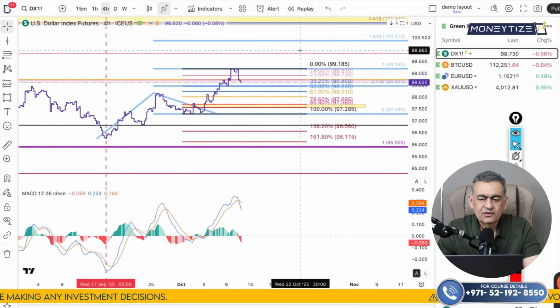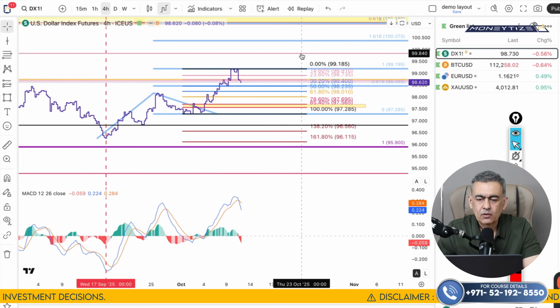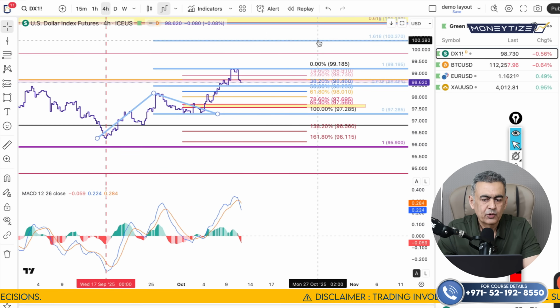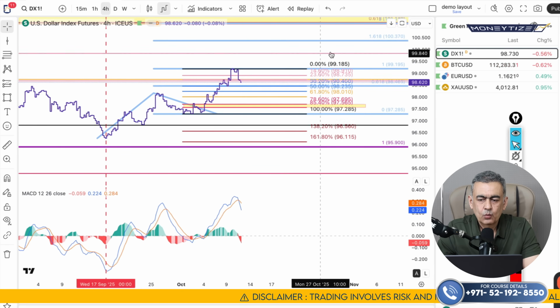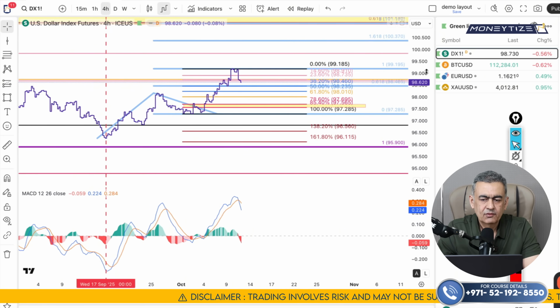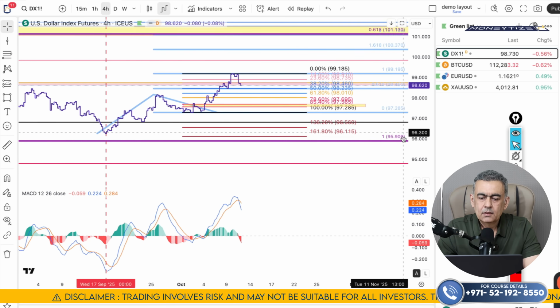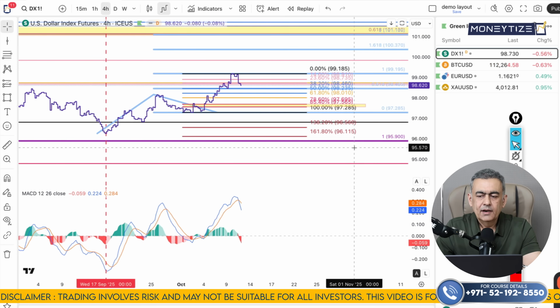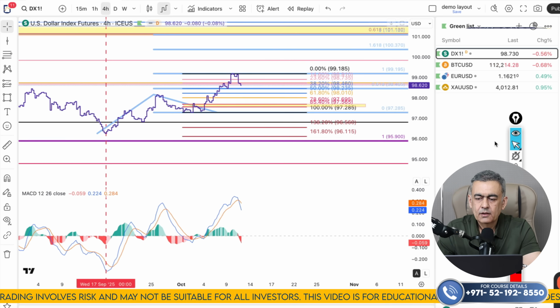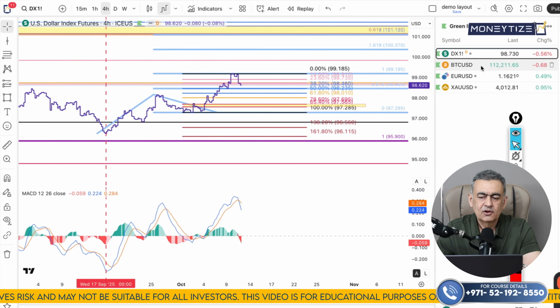So the immediate resistance is at 99.84, followed by fib extension 1.618 of the bullish one. This is at 100.37, and our ultimate target would be 101.13. So this is the plan for the dollar index: short-lived bullish momentum, and then continuation lower.